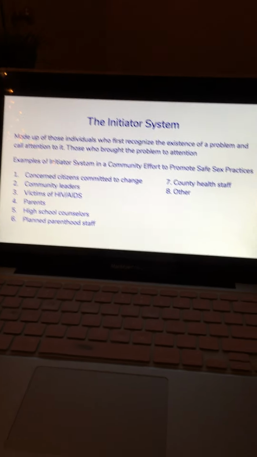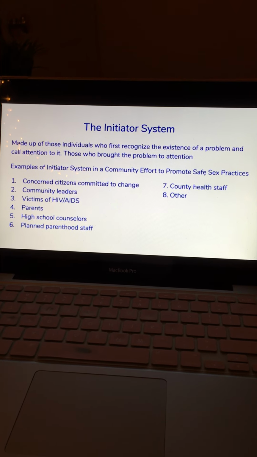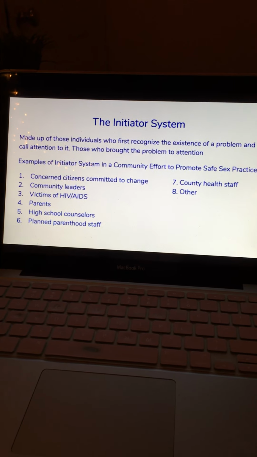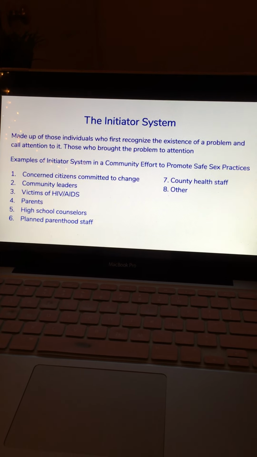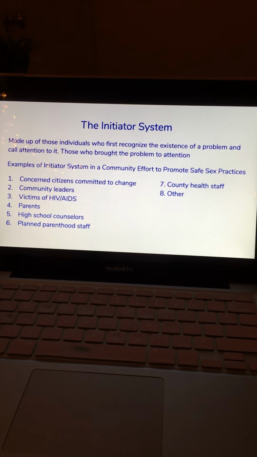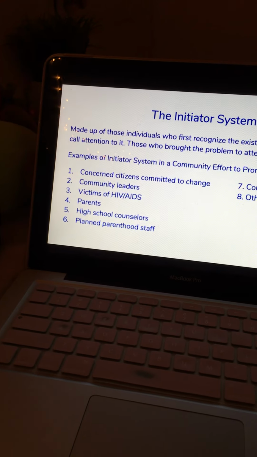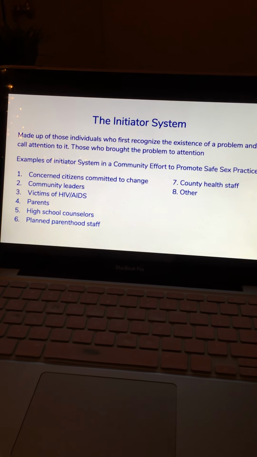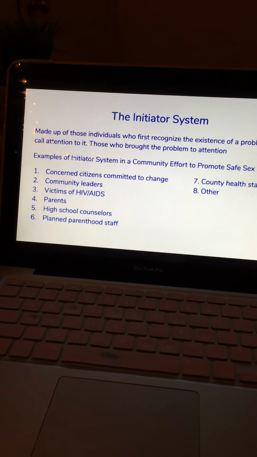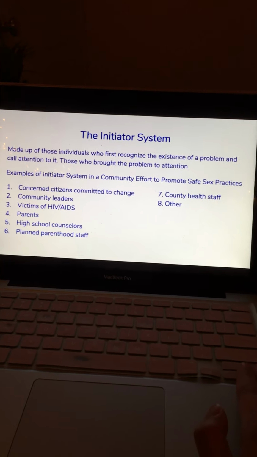These are the people who really say, okay, how do we want to promote safe sex practices in our area? These would be people who would be mostly concerned about these issues. Let's take parents, for example. Parents obviously want to know how to promote safe sex practices for their kids and to maybe help stop the spread of HIV and AIDS. And then, of course, all these other people, like, for example, high school counselors, would like to know that as well, so maybe they can help out a student in need or in school who needs help.